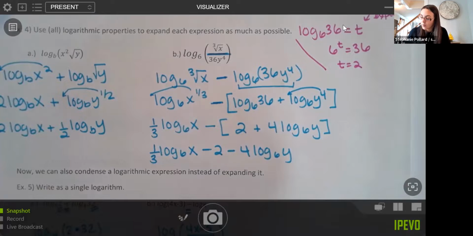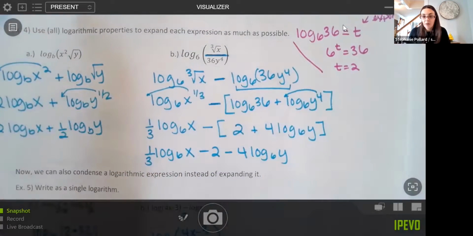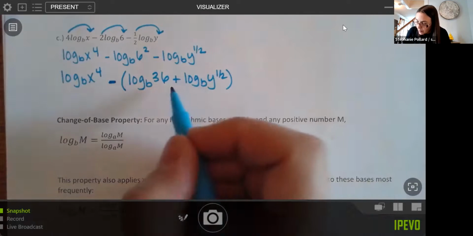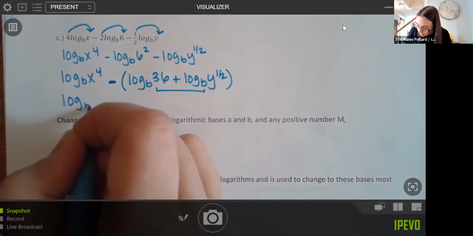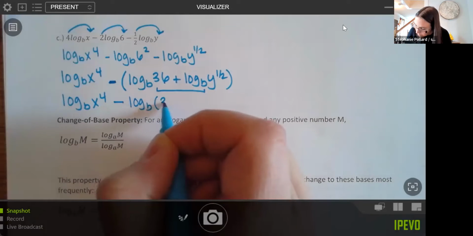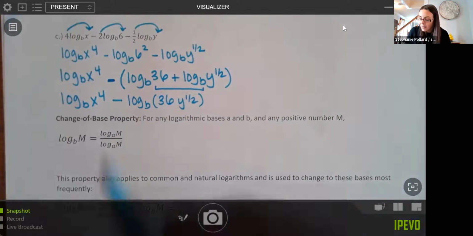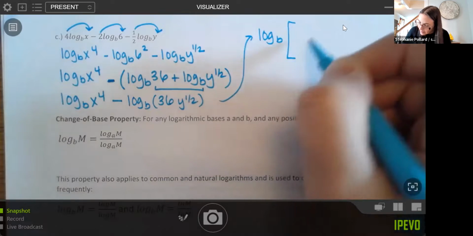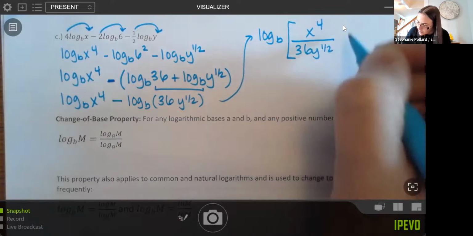So I'm going to take that subtraction back out so I can write it like this, and I'm going to start putting that piece back together first before I rewrite the division. So I want to combine this back together first. I see plus sign, so that's going to be a multiplication. Times y to the 1/2. And then now I can deal with the subtraction, which means division. So I have log base b. I have x to the 4th in the numerator. And then I have 36y to the 1/2 in the denominator.